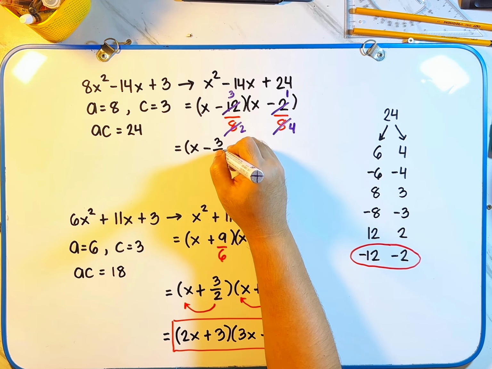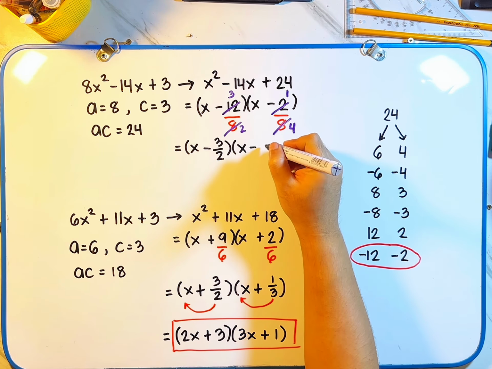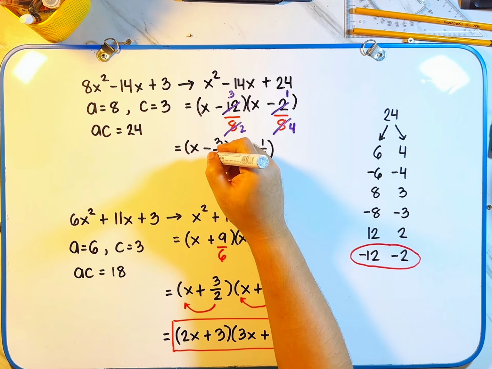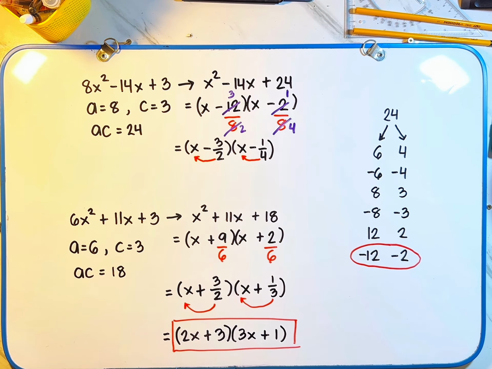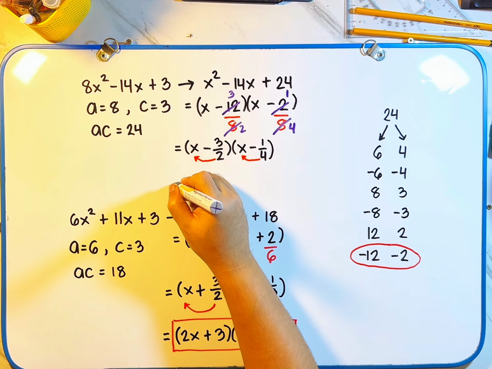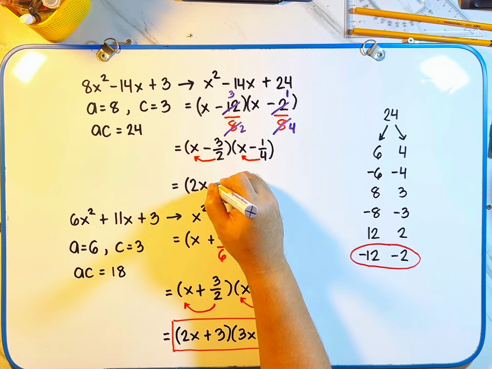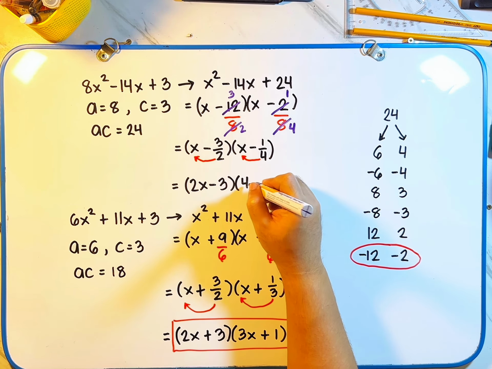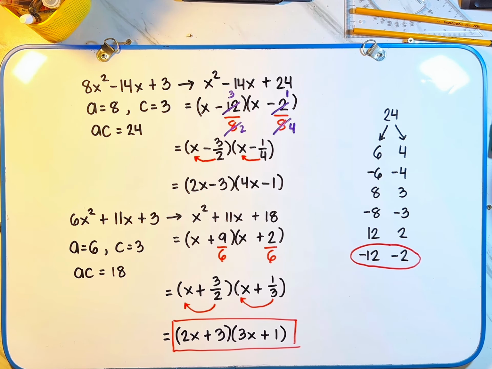Minus 3 over 2 times x minus 1/4. And the last step is to transfer the denominators as coefficients of x. Therefore, we have 2x minus 3 times 4x minus 1. And that is our final factored form.